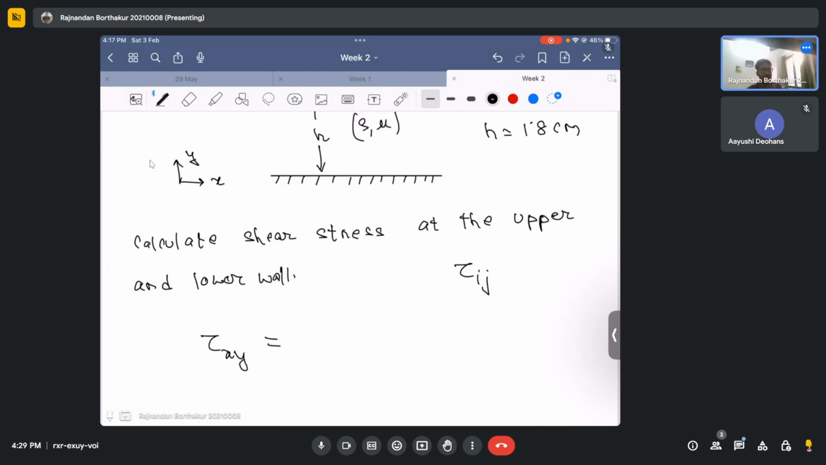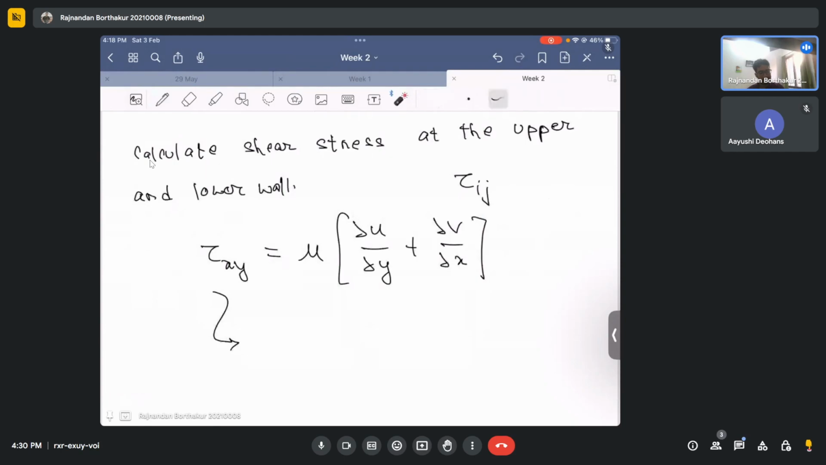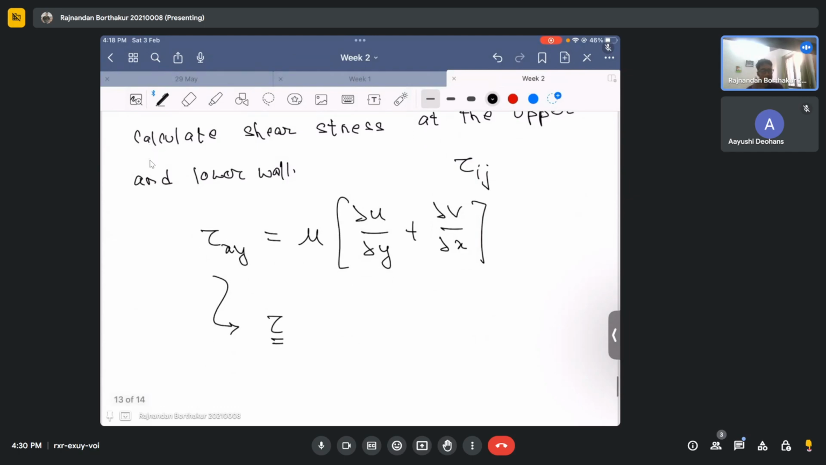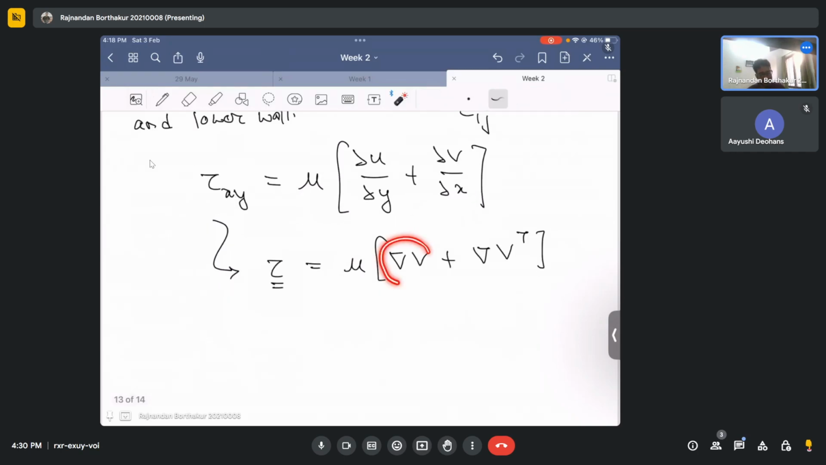And in general, if we follow Newton's law of viscosity, it is nothing but mu times del u by del y plus del v by del x, as you have rightly said. I'll tell you why this extra term del v by del x comes in. However, this will go to 0 here. But remember that stress, which is a tensor, is always written as mu times the dyadic of velocity plus the dyadic of velocity transpose. Remember, this del v is not a scalar and not a vector, this is known as a dyadic product.